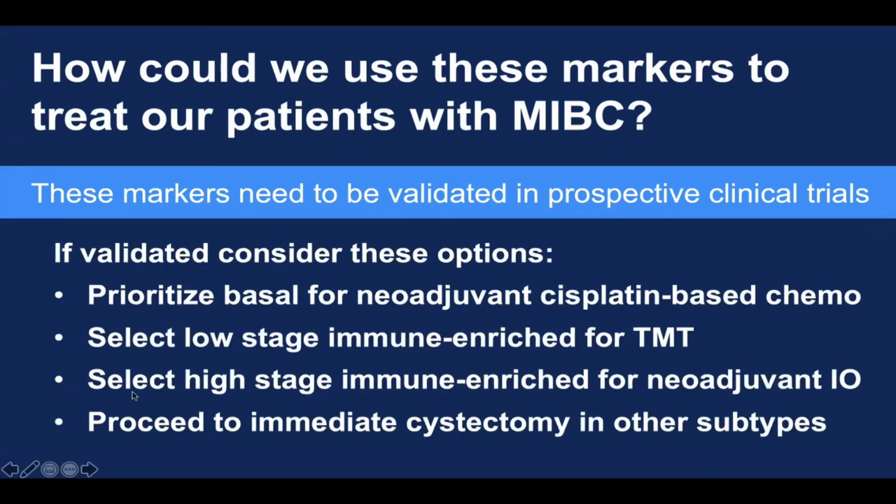But you can imagine that patients with basal tumors would be prioritized for neoadjuvant cisplatin-based chemo. Patients with immune-enriched tumors who are at low stage will get trimodal therapy. Low stage just because we know smaller tumors do well with trimodal therapy. If they're higher stage, then they probably would benefit more from the systemic therapy, and neoadjuvant immunotherapy could be an option. And then the other subtypes that don't appear to benefit from neoadjuvant therapy should go on to immediate cystectomy.